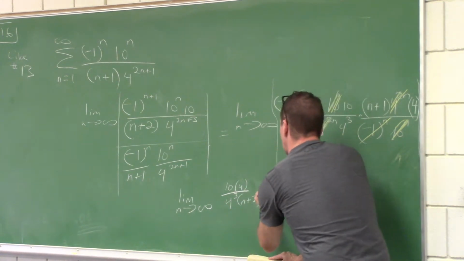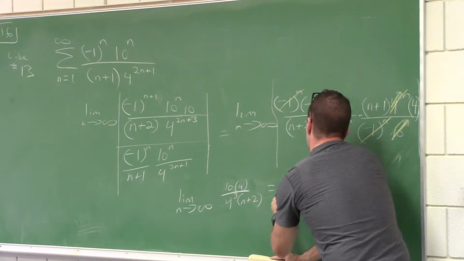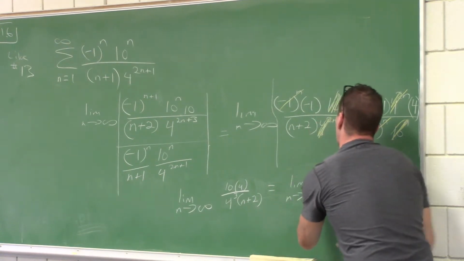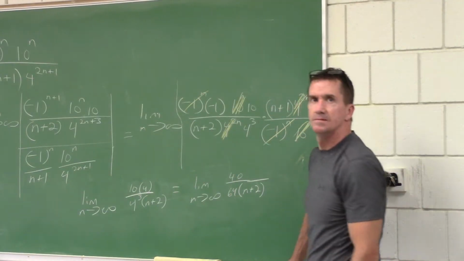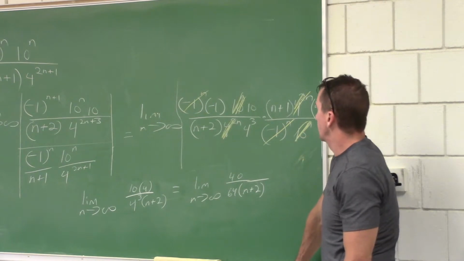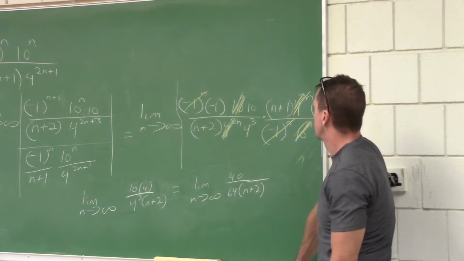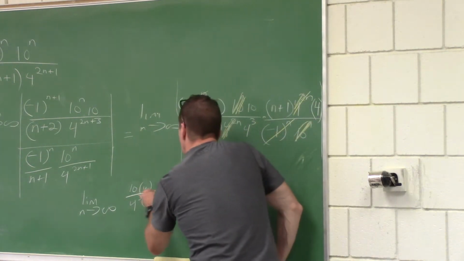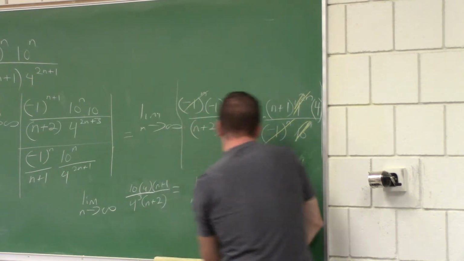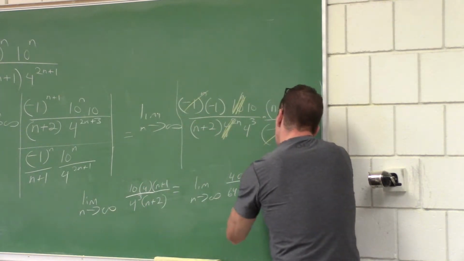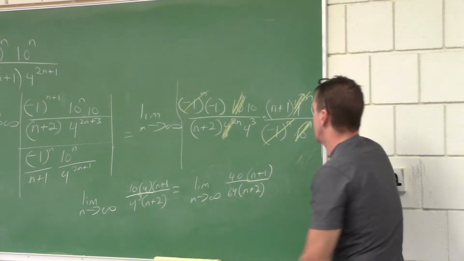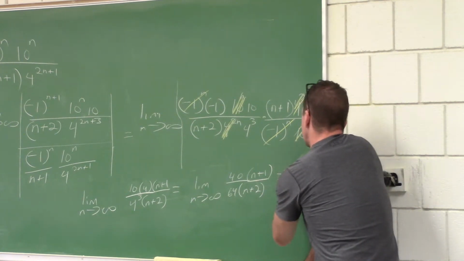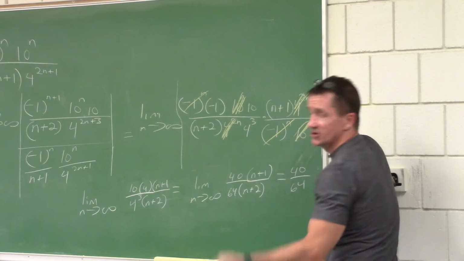Let me write that again. 40 over 64 times n plus 2. Oh, that was n plus 1? Both ones. Oh, the n plus 1 is up there too, very good. What's that limit? 40 over 64, reduced to 5/8.